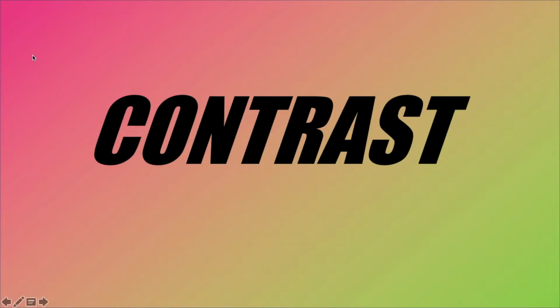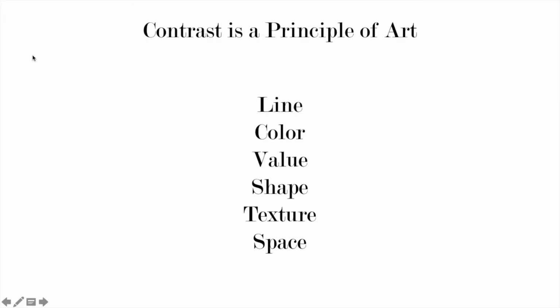This is going to be a principle of art, and I want to talk about how, as a principle of art, contrast can manipulate the different elements of art. Remember, the elements of art are line, color, value, shape, texture, and space. And these principles that we're learning about, like balance and contrast, are all things that can control the elements and direct them in different ways.